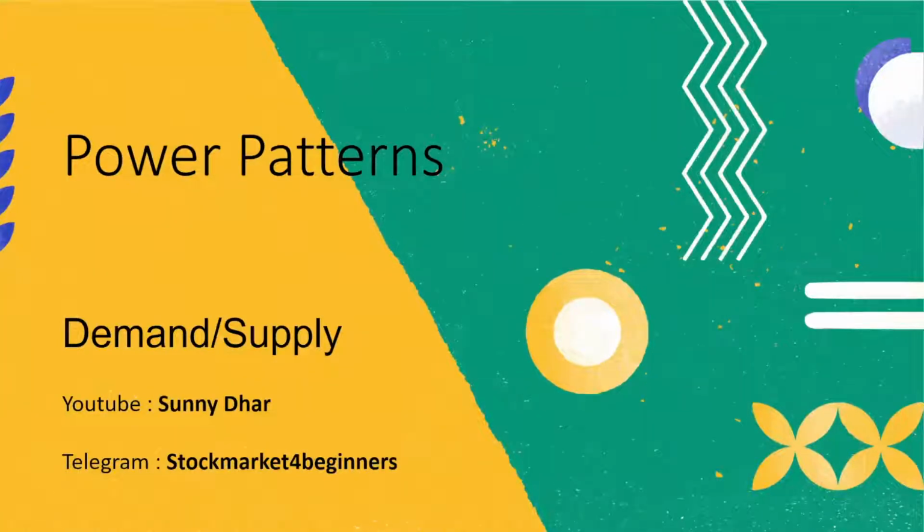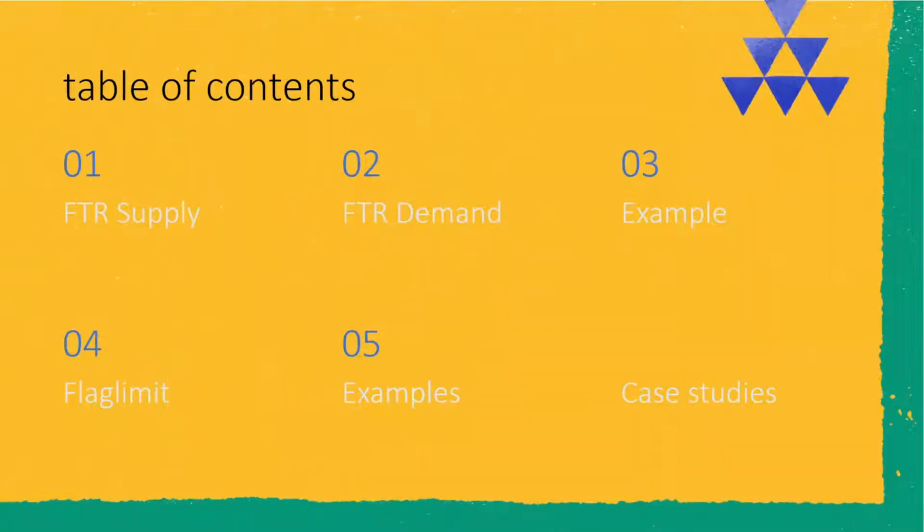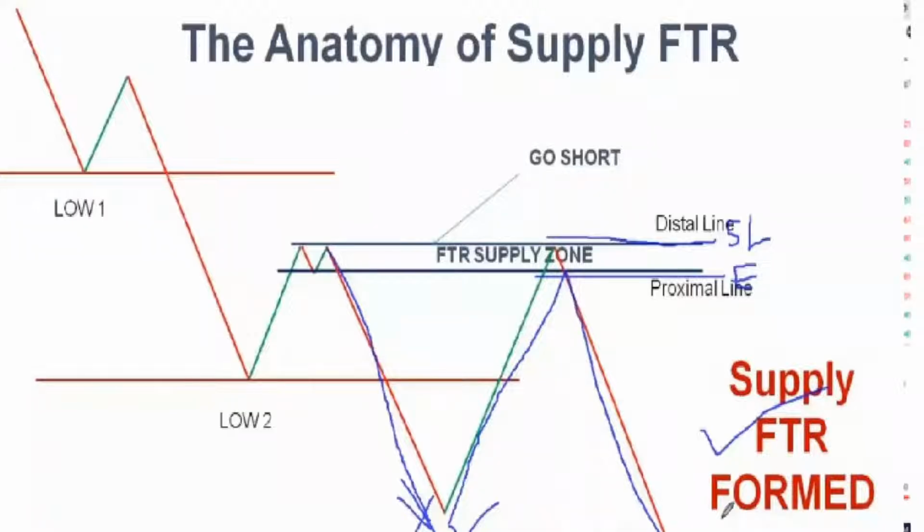So today's topic is power patterns based on demand and supply. Let us see some table of contents. First, we will study about FTR supply, then we will go with FTR demand, and then we will see some examples, and then we will see a different pattern known as flag limit. We will see some examples, and then we'll see some case studies.